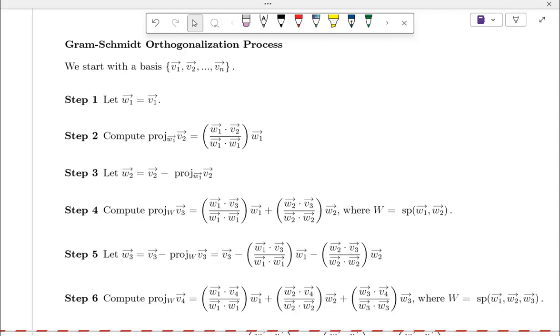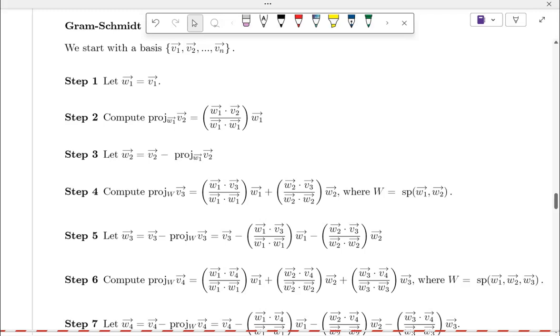So you're going to start with a basis, okay? That's important. Some basis, doesn't matter what the basis is, as long as you have a basis to start with, okay? Just pick the first vector. We'll let W1 be the first vector. The first step in the process is to project V2 onto W1.